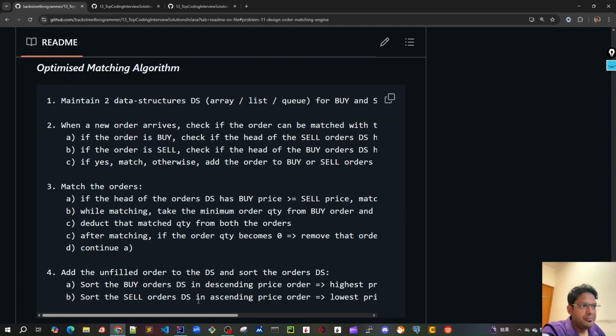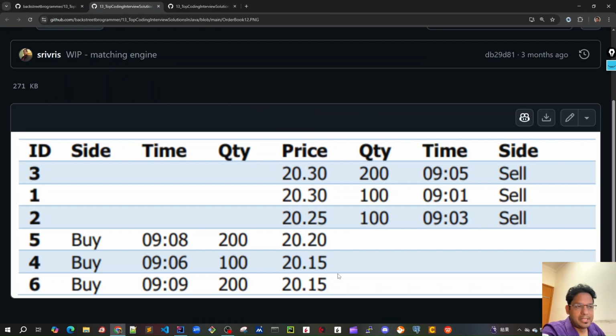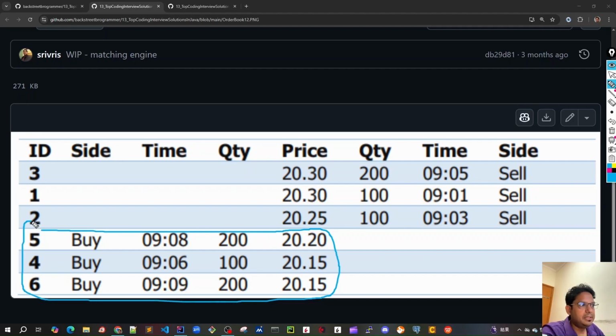For matching any order, we always have to check that the head of the orders data structure has a buy price greater than or equal to the sell price. For example, the example that we have been talking about. So let me create my pen here. Okay, so this is all my buy order book. This is all buy side. Let me change it to pink for sell, and this is for my sell up till this point.